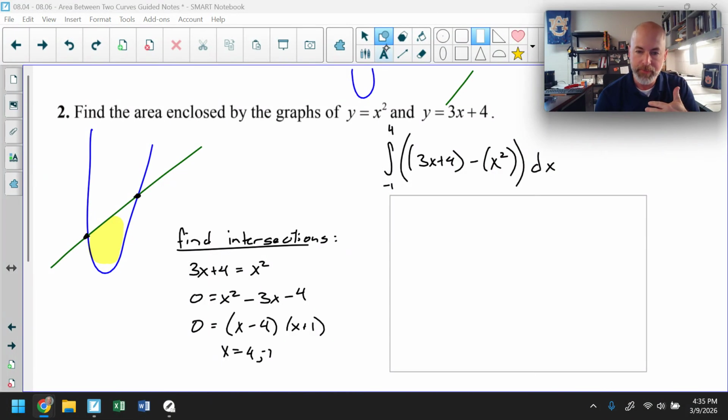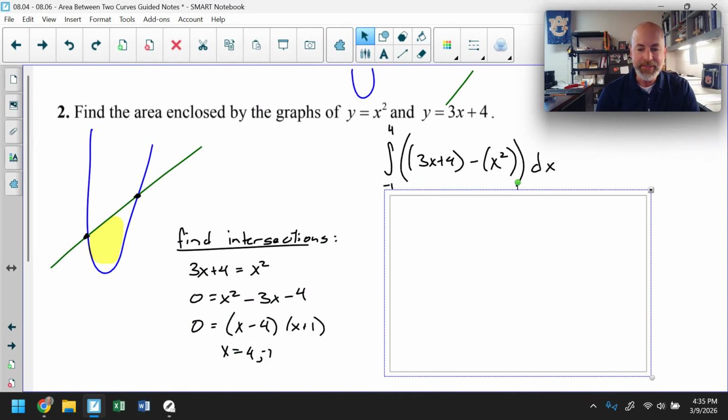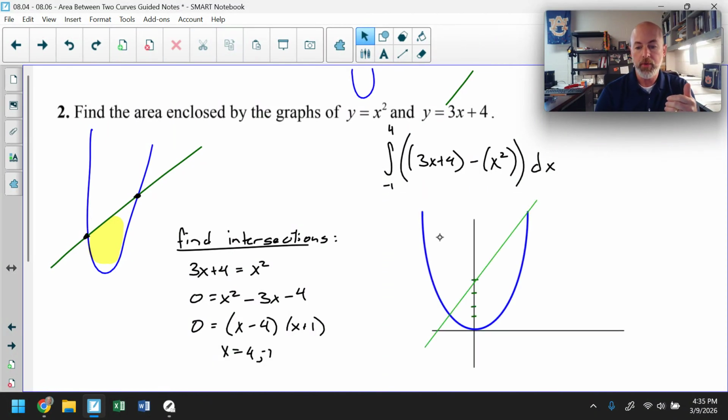And so that's what I've done behind this little box: I decided I'm going to take just a few seconds to graph this a little bit more accurately. These two graphs are very easy to graph, or they should be anyway. I have a parabola at the origin, then the line 3x plus 4.